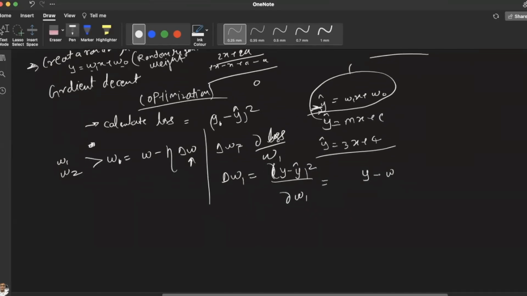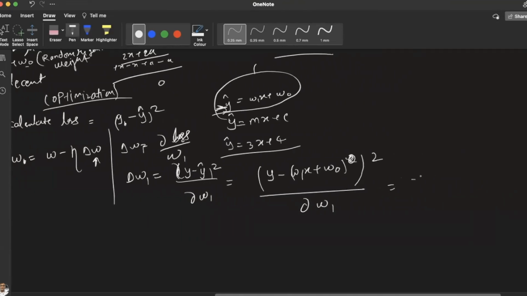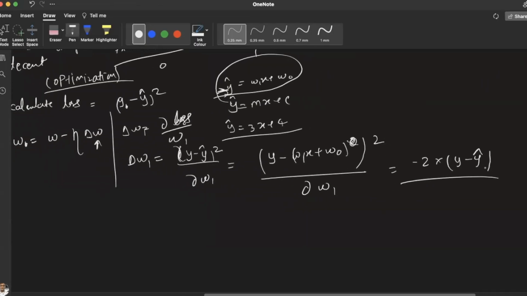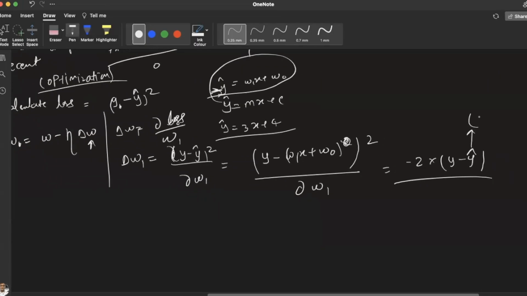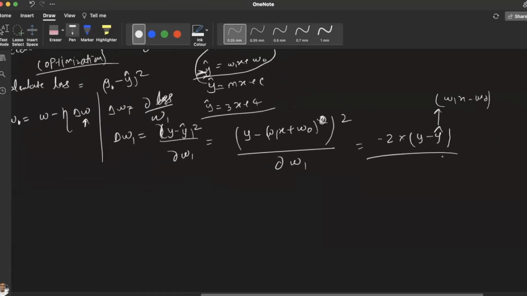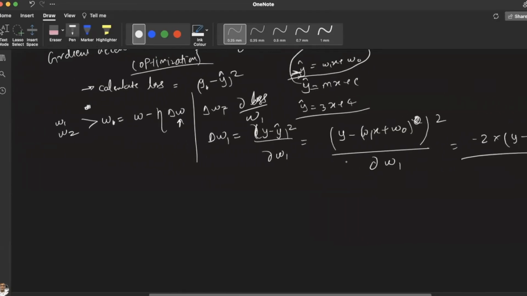So you will write y minus (W1 x plus W0) whole square. If you square this value and take a derivative with respect to W1, you will get minus 2x (y minus y hat), right? Eventually, you will not get y hat, you will get W1 x plus W0, so you can replace it with y hat. So this is what you will get if you calculate with respect to W1.